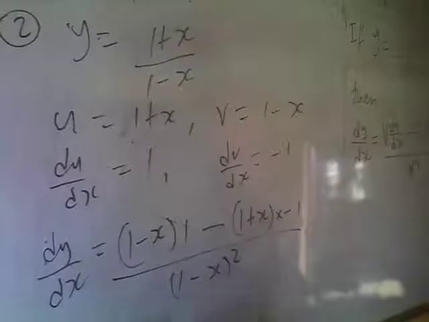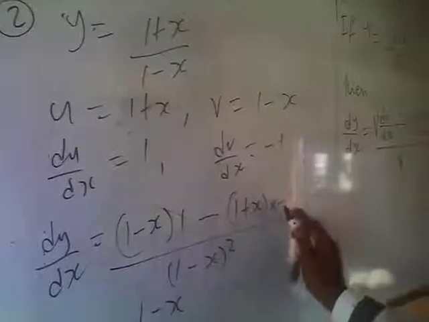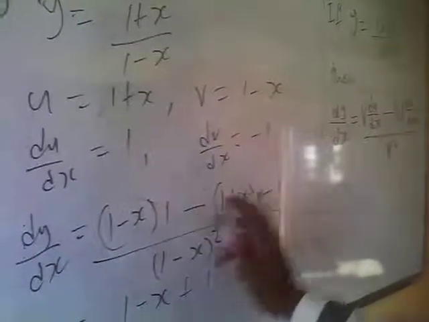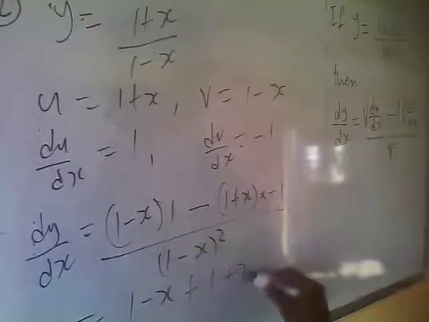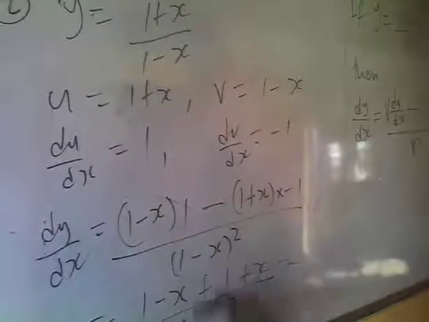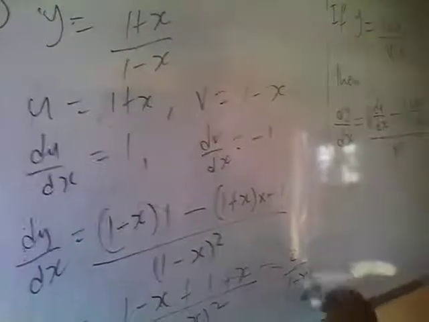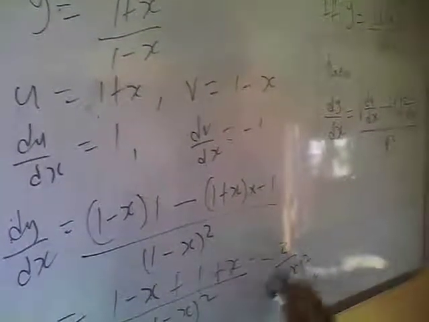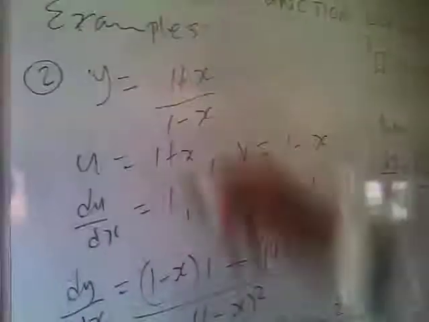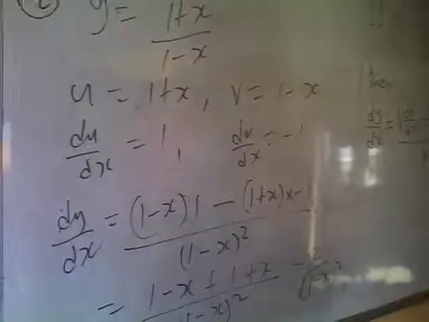So we have this is 1 minus x, 1 times minus 1, that's minus 1, times minus, that's plus 1, x times minus 1, that's minus x, times minus, that's plus x, all over 1 minus x all squared. So we have 1 plus 1, that's 2, minus x plus x, that's 0, so we have 2 over 1 minus x all squared. So that is the derivative of the function y equals 1 plus x all over 1 minus x using the quotient function derivative method.